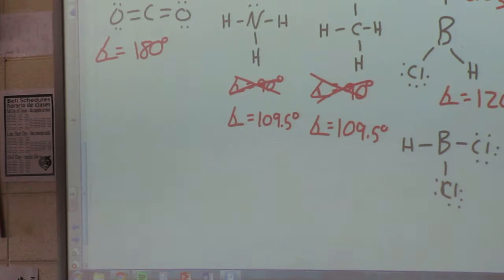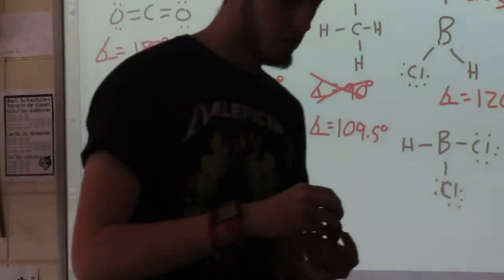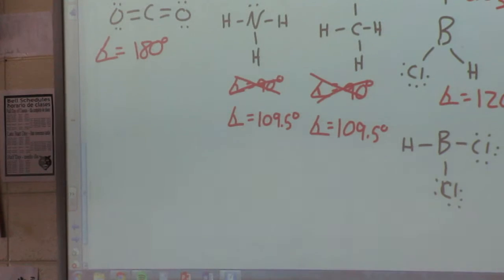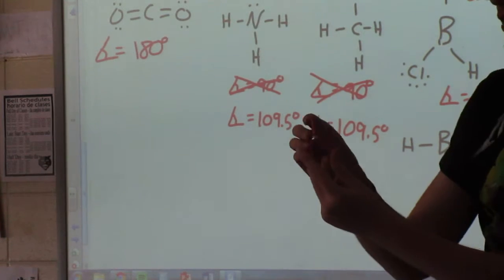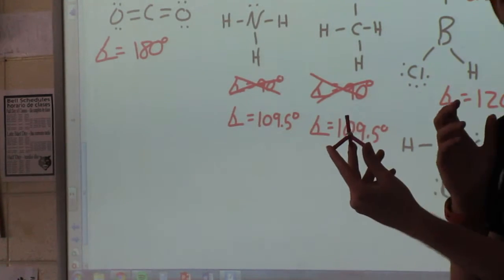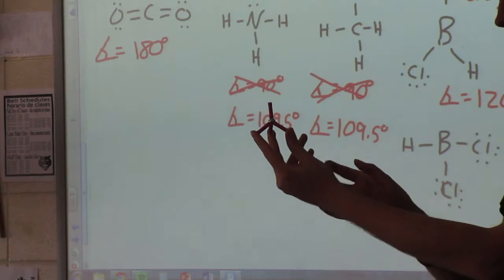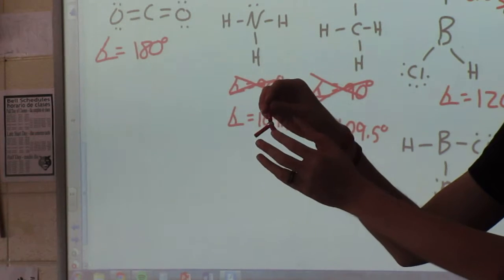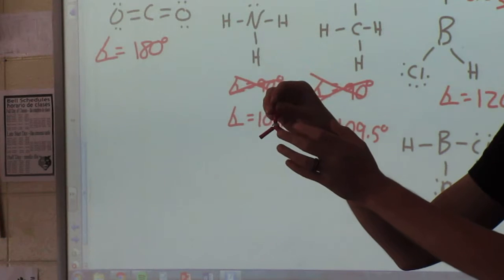So when you have a tetrahedral shape, and I just grabbed the magnets really quick, because I know some students have seen these, and some have not. A tetrahedral shape is going to look like this. As you can see, as I spin it, it's definitely not a flat shape.